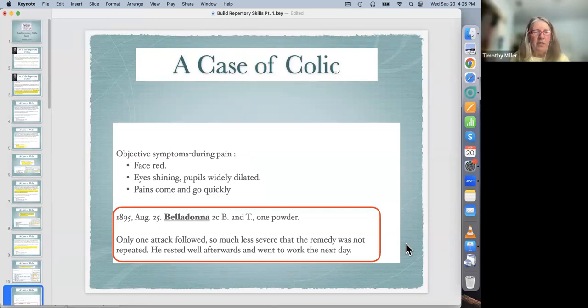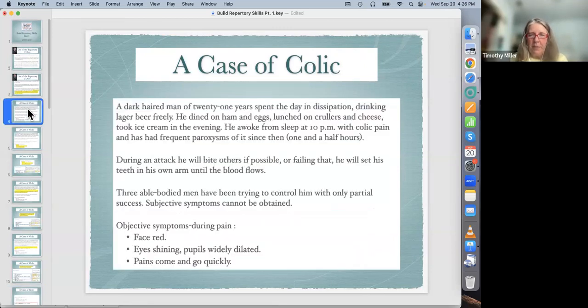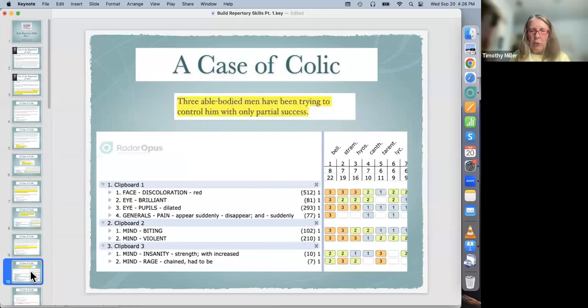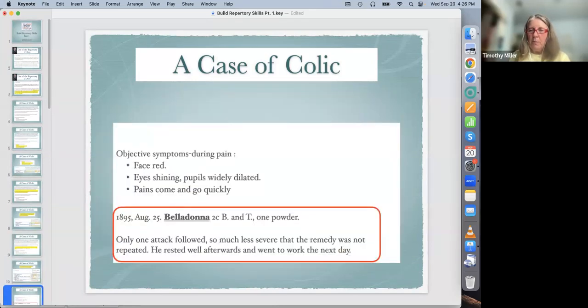Okay, so that's a really quick, simple one of these historic cases in which, as I said, here's the entire case, and the reporter of the case, the original homeopath, is going to give us absolutely everything we need to conclude, just as he did in this instance, that belladonna is the appropriate remedy.